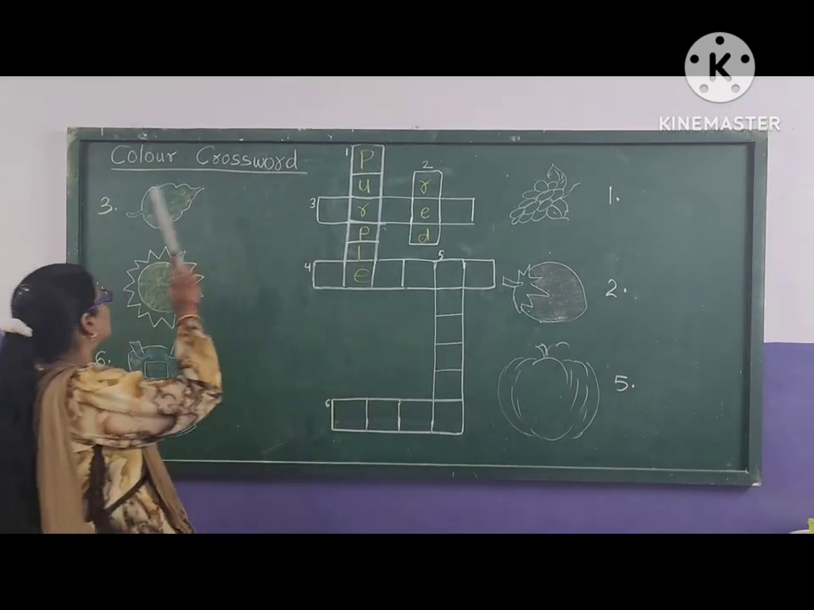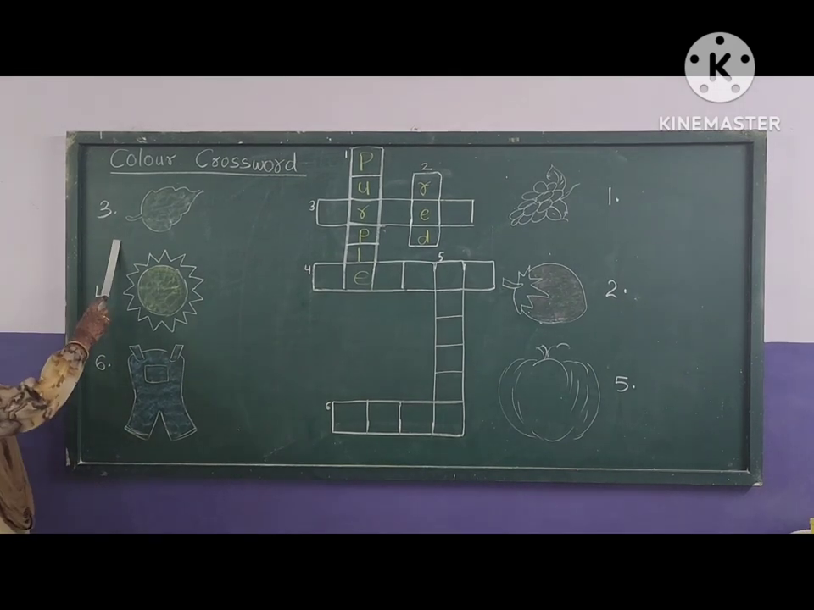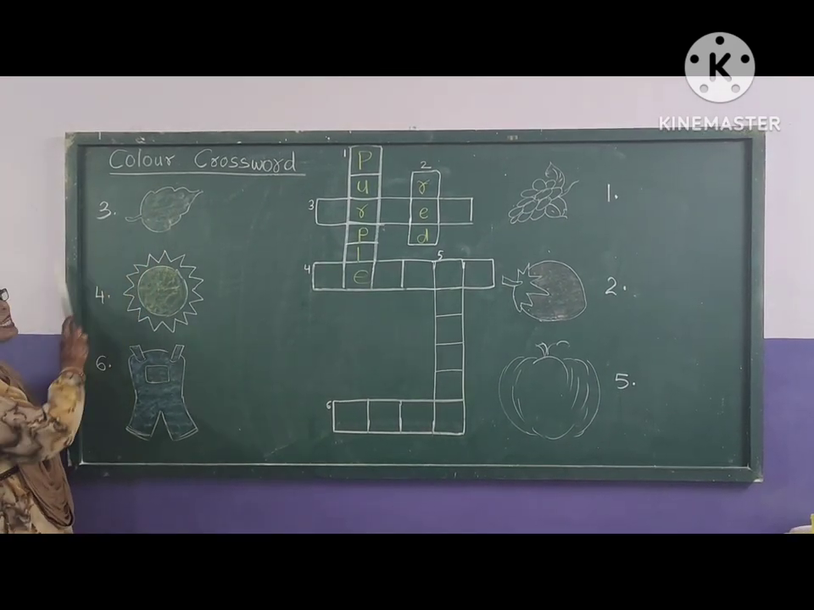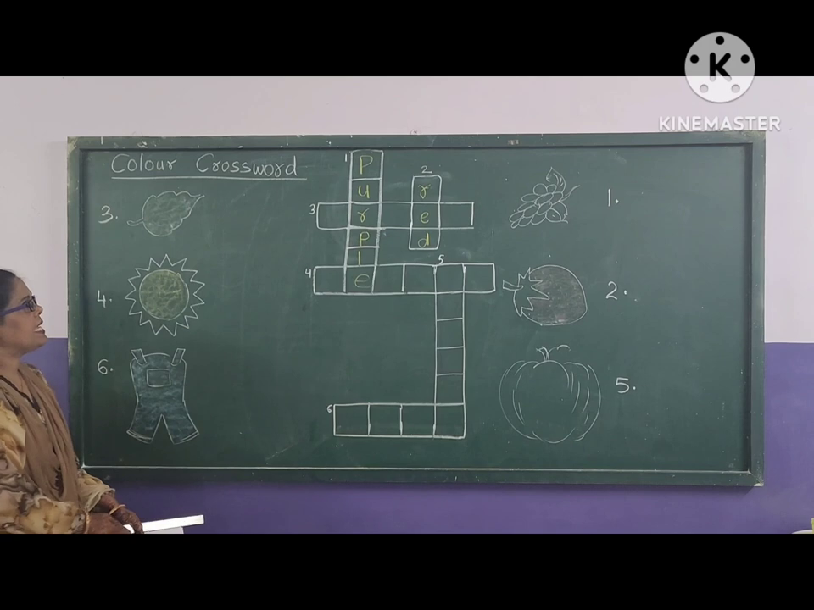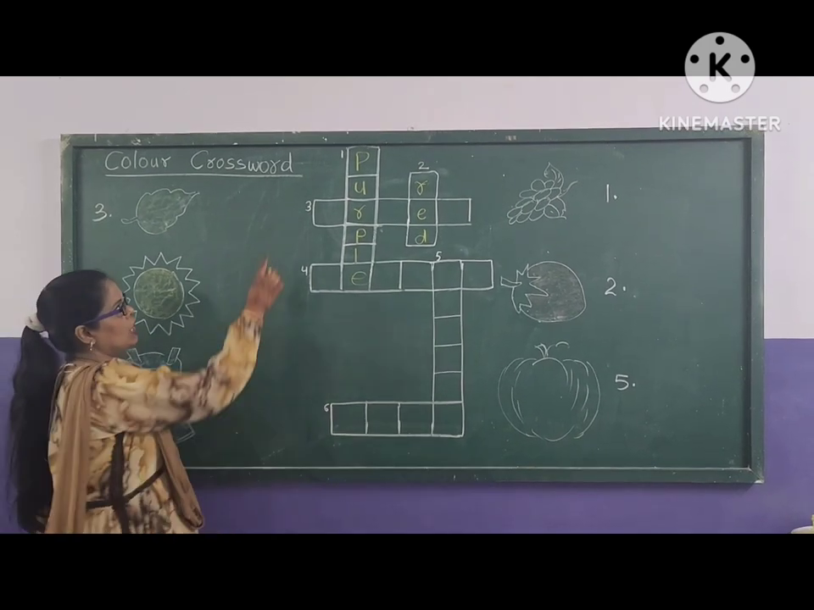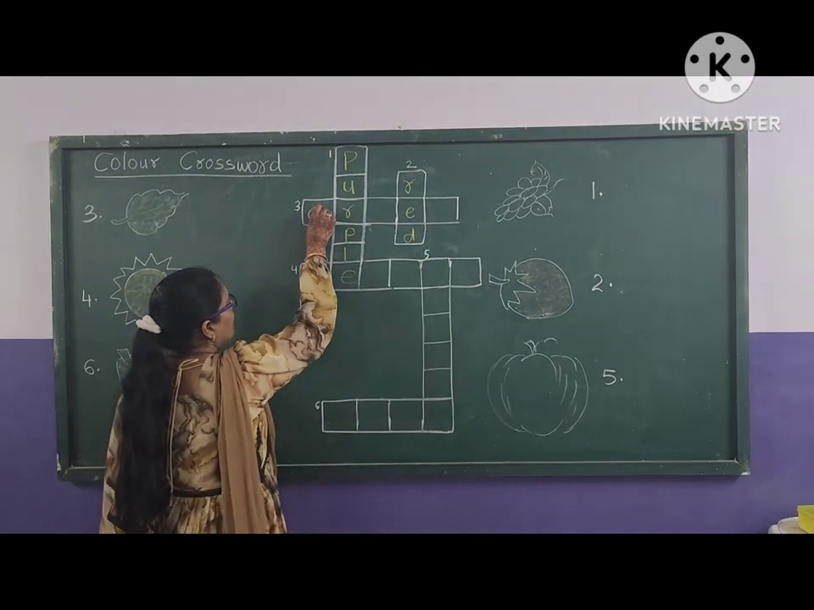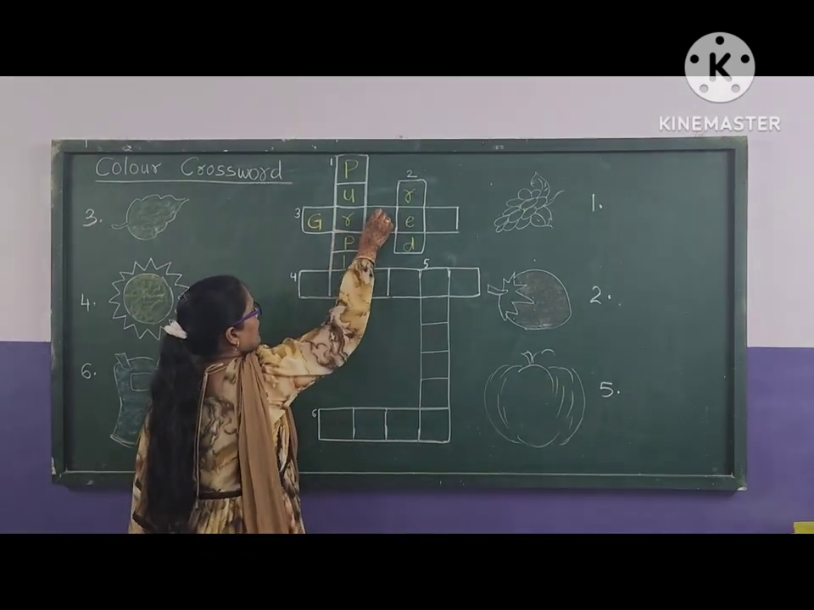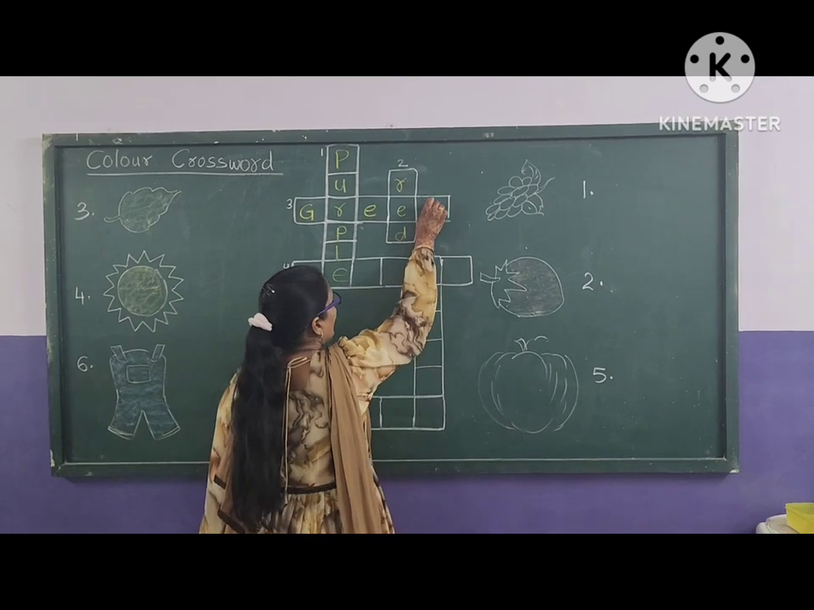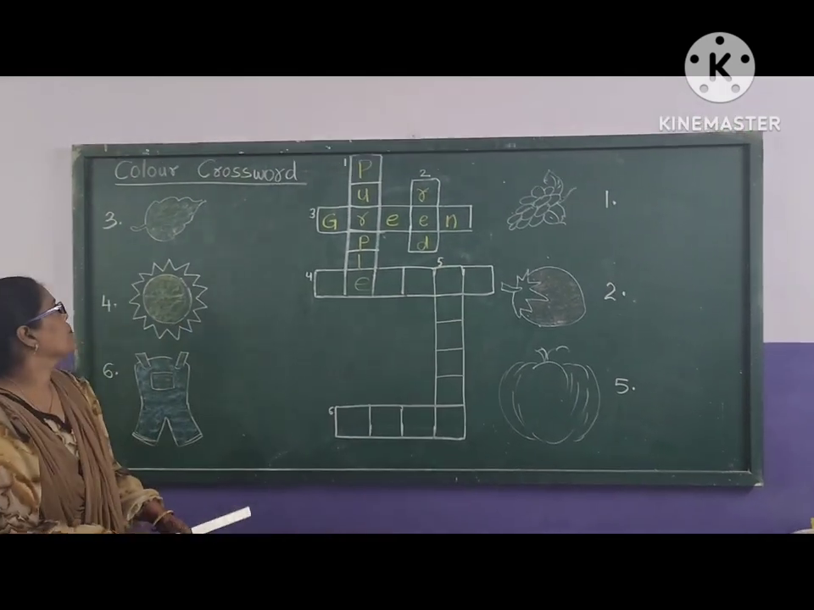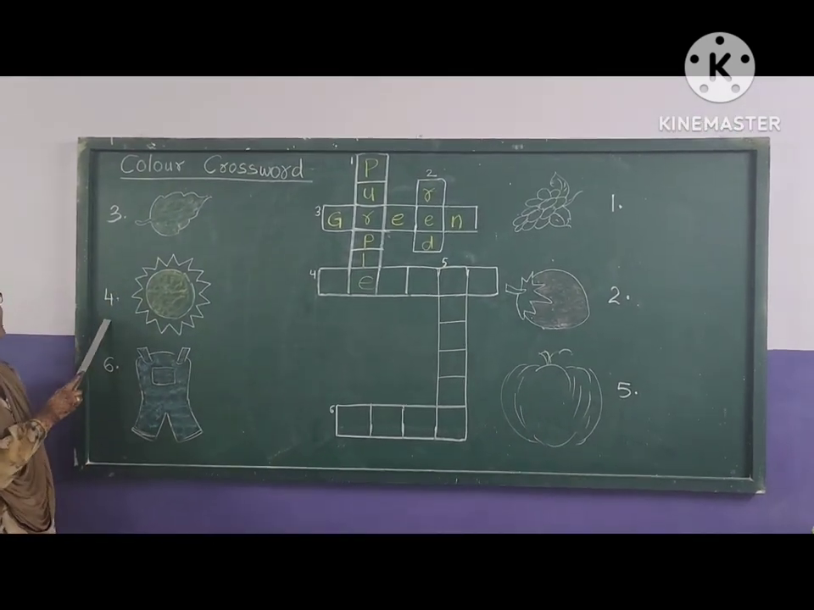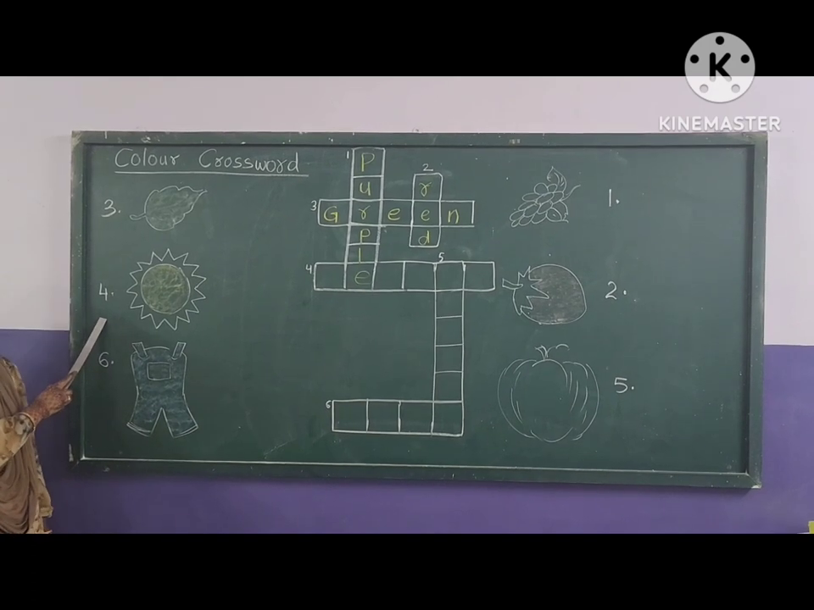Now we'll go for the third image. The third image is of leaf. So what is the color of leaf? Yes, leaf is of green color. So here you can see the number 3. So just go for green. G-R-E-E-N. Green. Okay. So now we'll go for the next image, that is sun.